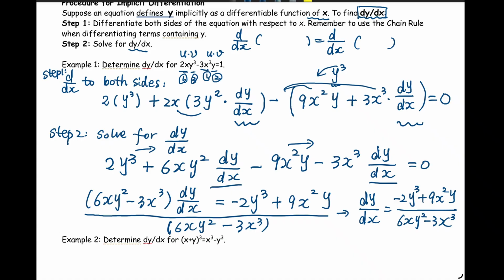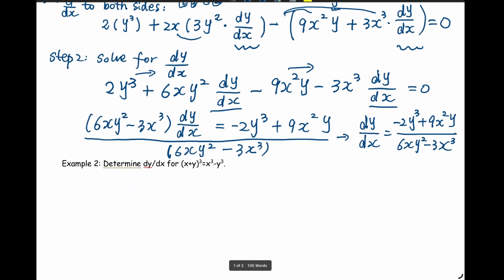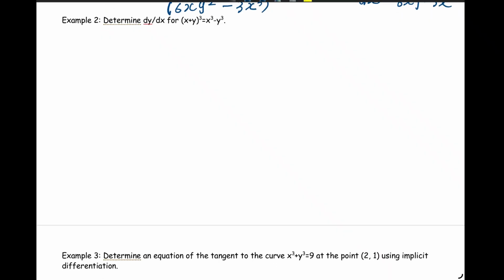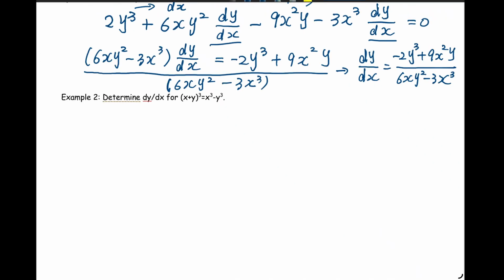So what we have done is we do the derivative to both sides. Then after that, we isolate dy by dx, collect the like terms, take dy by dx as common factor. Then we move whatever is in front of dy by dx to the other side. Then we get dy by dx solved. So that is example 1. Then we are going to see example 2, solve for dy by dx. So we do the same thing.